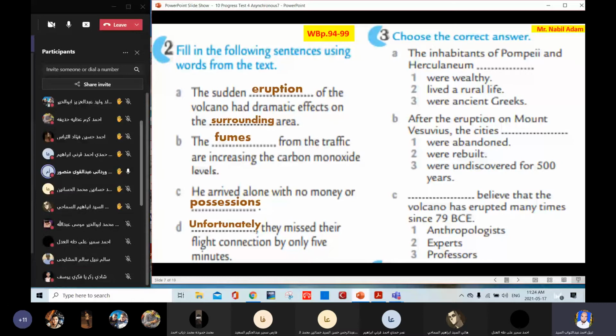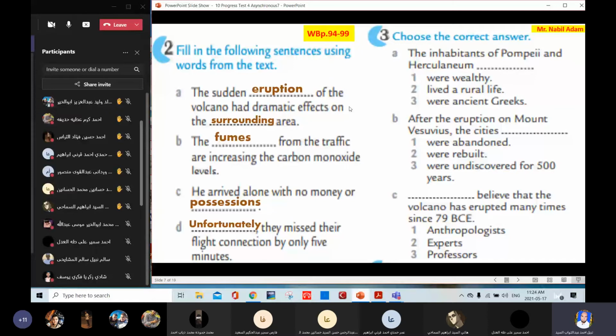Good. Now, exercise number 3. You are going to choose the correct answer. You are going to choose 1 or 2 or 3. Read the sentence and choose the correct answer. According to the passage, meaning complete it according to the passage, guys. The inhabitants of Pompeii and Herculaneum were wealthy, lived a rural life, or were ancient Greeks. Choose one of these answers.